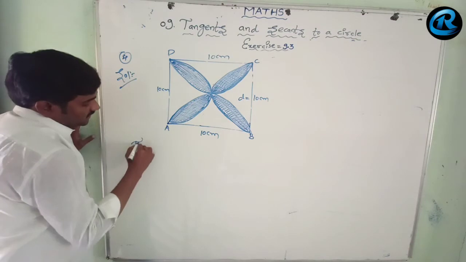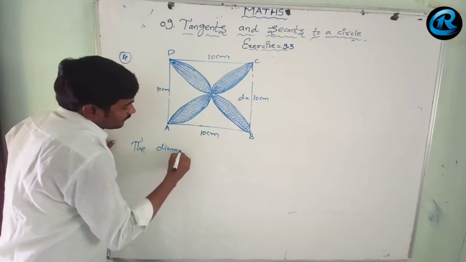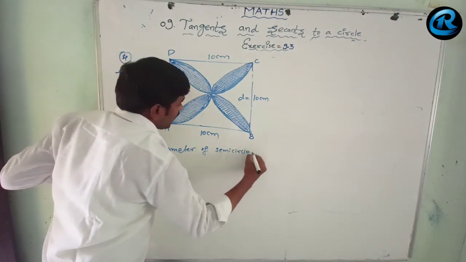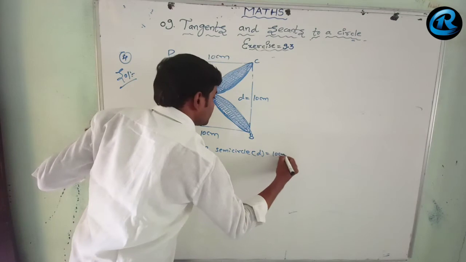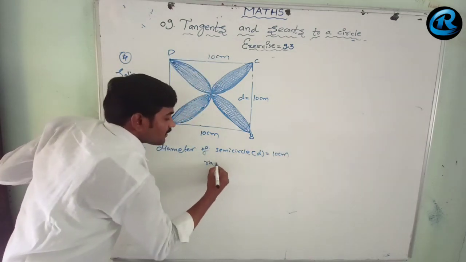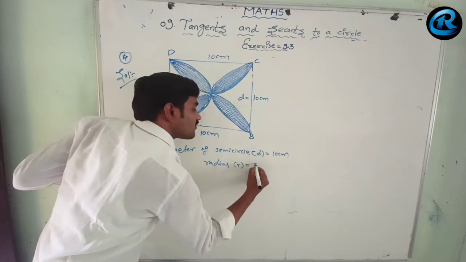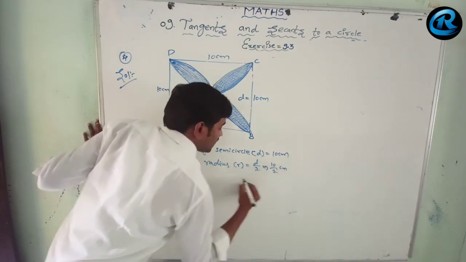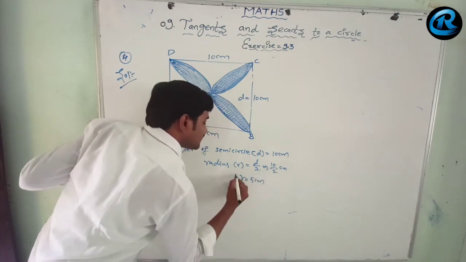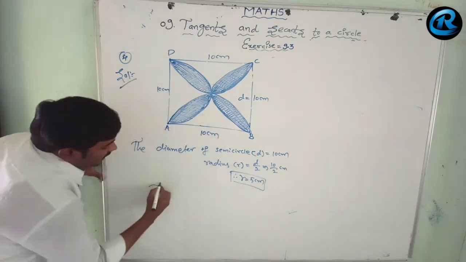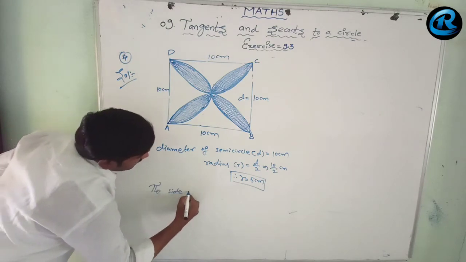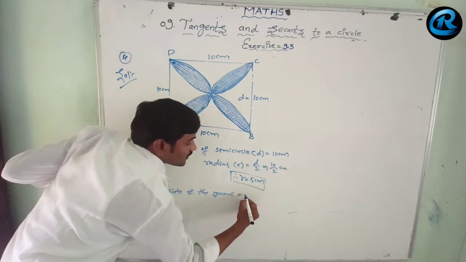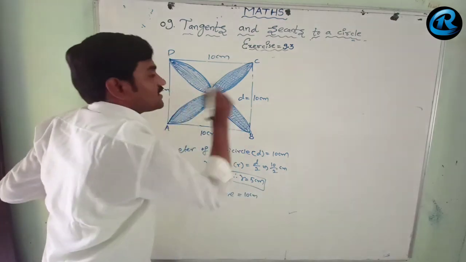The diameter of the semicircle d is equal to 10 cm. Then the radius of the semicircle r is equal to d by 2, that is 10 by 2 centimeters, nothing but r equal to 5 centimeters. Then the side of the square is equal to 10 centimeters.